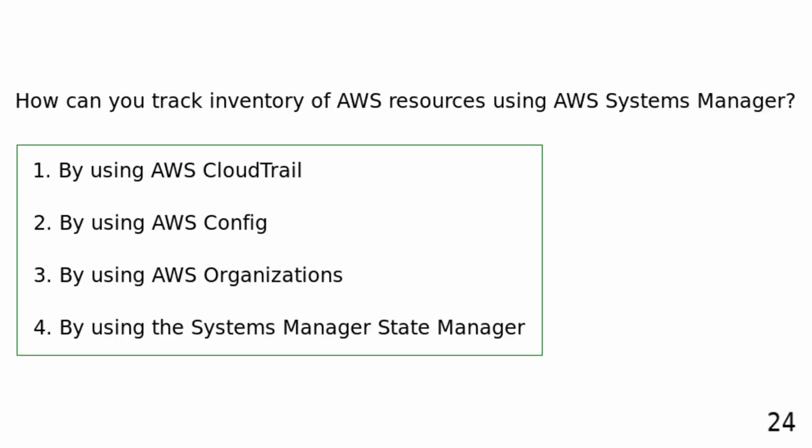How can you track inventory of AWS resources using AWS Systems Manager? By using AWS CloudTrail. By using AWS Config. By using AWS Organizations. By using the Systems Manager State Manager.